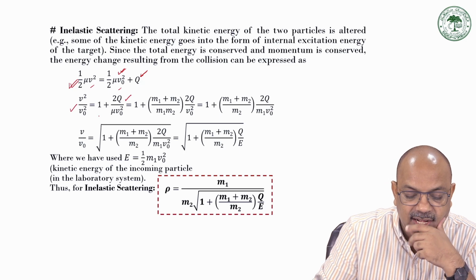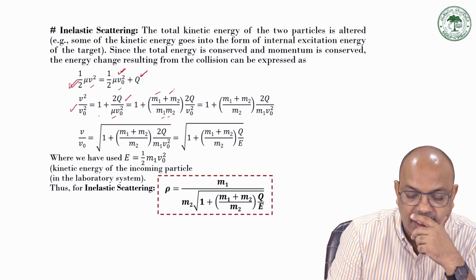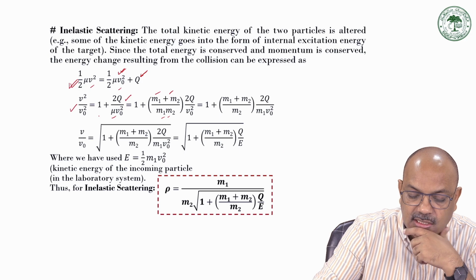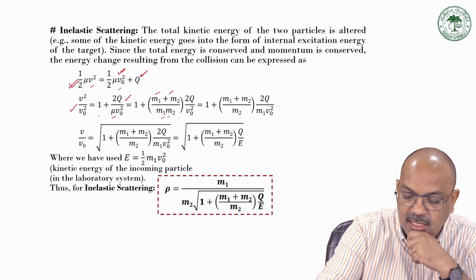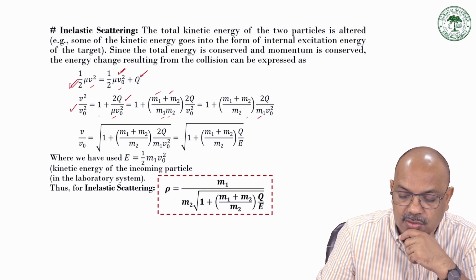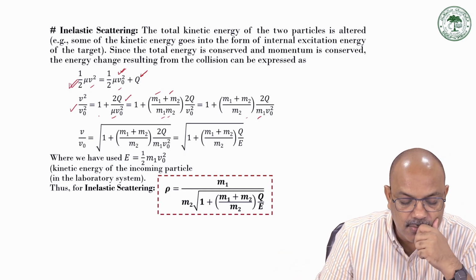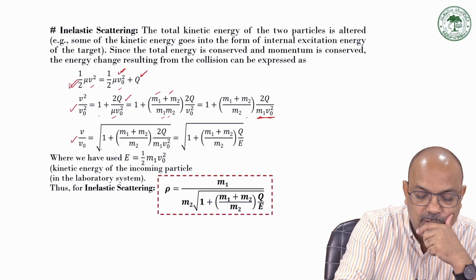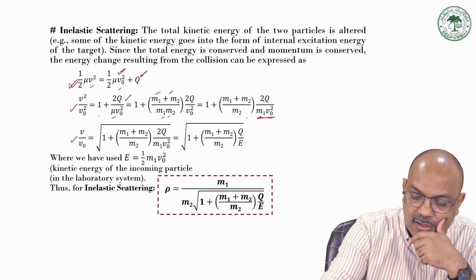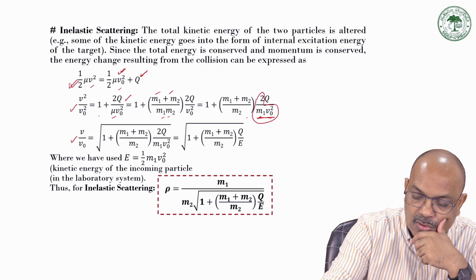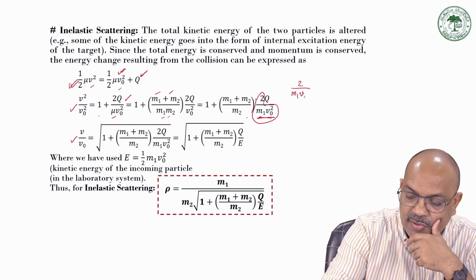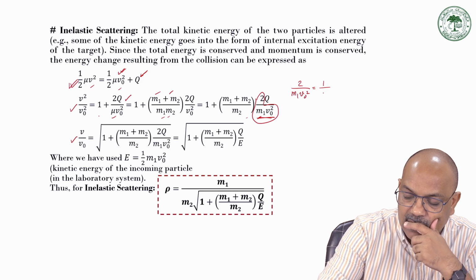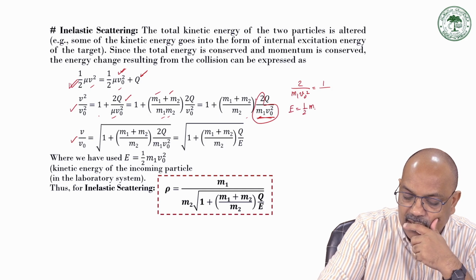Then if I write mu as m1 m2 upon m1 plus m2, I can figure out that this is 1 plus m1 m2, and if I take m1 from here to this side, this is one mathematical notation. For some reason, if I take the square, this goes under the root. And this quantity, twice by m1 v0 square, is nothing but, if you remember, the kinetic energy is half m1 v0 square.